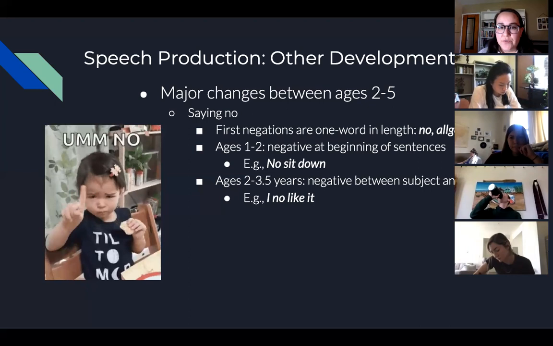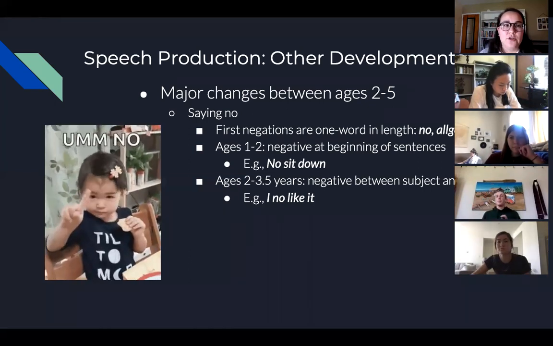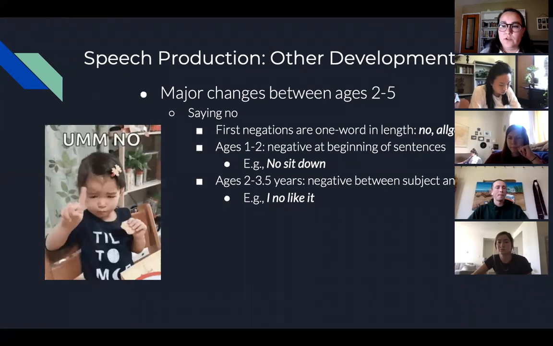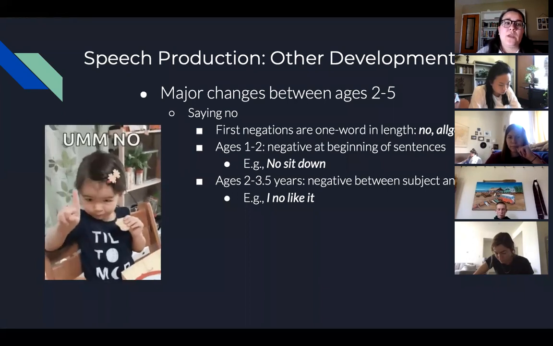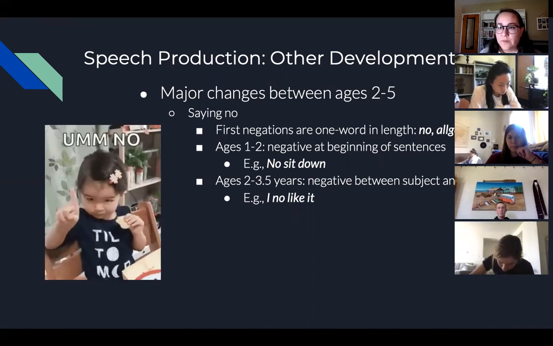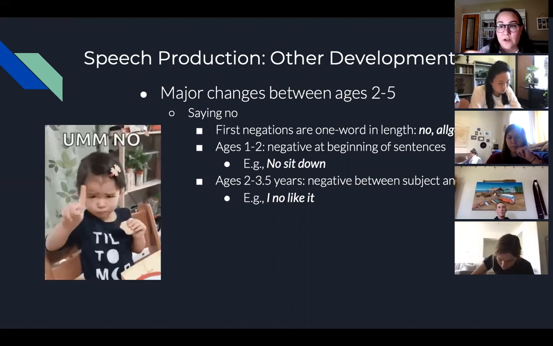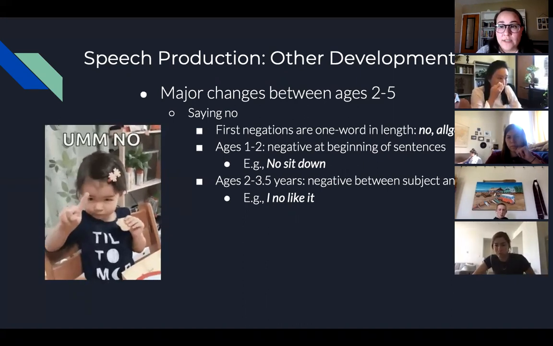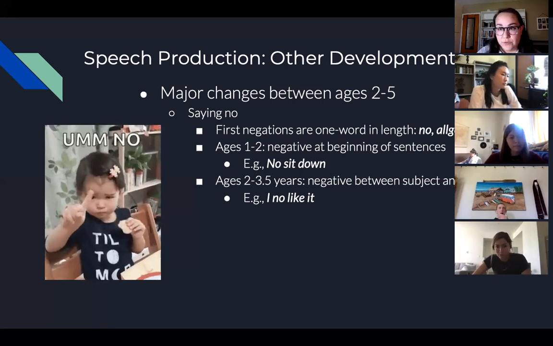And in addition to this, around this time, children start to use contractions, so saying don't instead of do not, for example. They also start to use what are called auxiliary verbs. Without getting super technical, because this is not a grammar class, thankfully, auxiliary verbs are also referred to as helping verbs. The main ones are things like to be, to have, and to do.